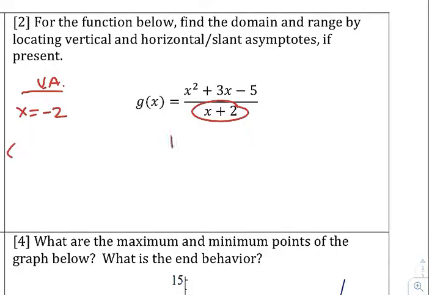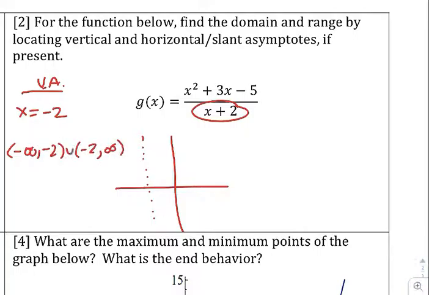And so, again, if we think about the graph, at negative 2 we're going to have this asymptote, and then we're going to have a function come up to that and leave it. So we have negative infinity to negative 2, negative 2 to infinity, unionize the set, there's our domain. Now for our range, it looks like we're going to have to do some division here.